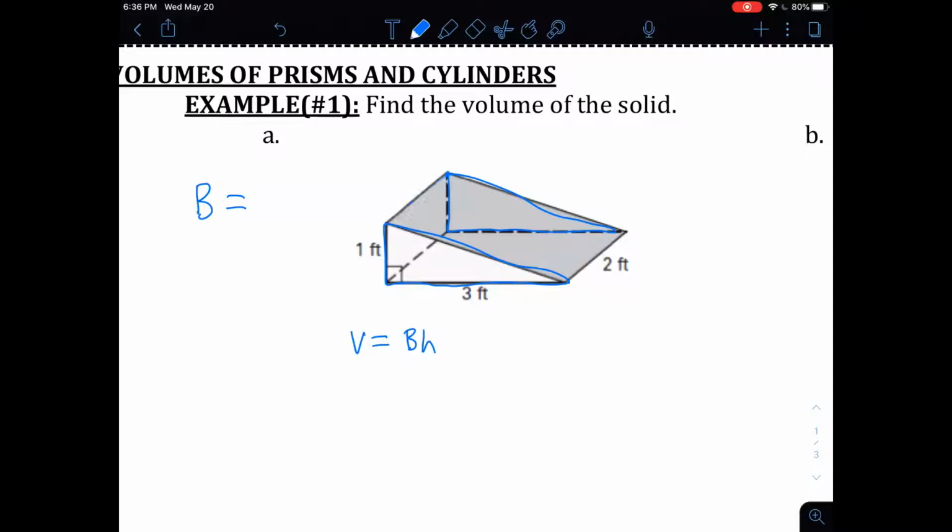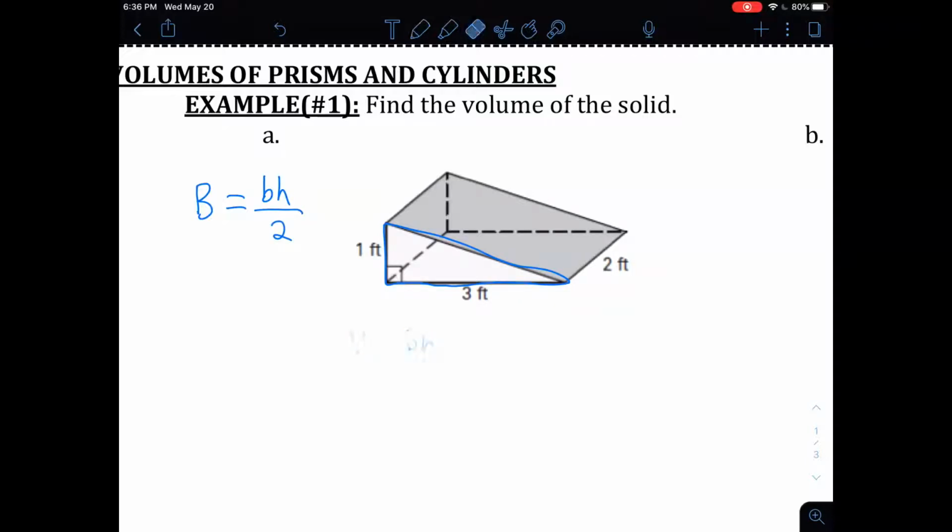If you have triangles or pentagons or hexagons in there, your base is not going to be the rectangles. It's going to be the actual unique shapes. Okay. So the base is actually going to be a triangle. What's the formula for area of a triangle? It is base times height over 2.